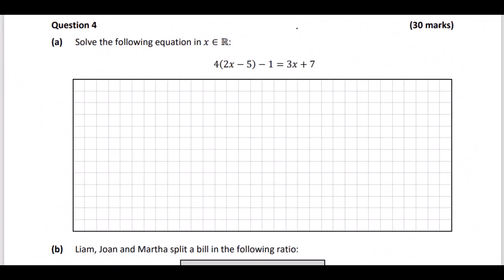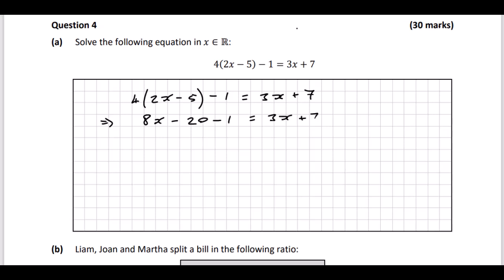Okay, so this is question 4. Solve the following equation in x, which is real. So let's do that then. We've got 4 times (2x minus 5) minus 1 is equal to 3x plus 7. First thing you need to do here is multiply out the brackets. So it's 2 4s 8x, minus 4 5s 20, minus 1, is equal to 3x plus 7.